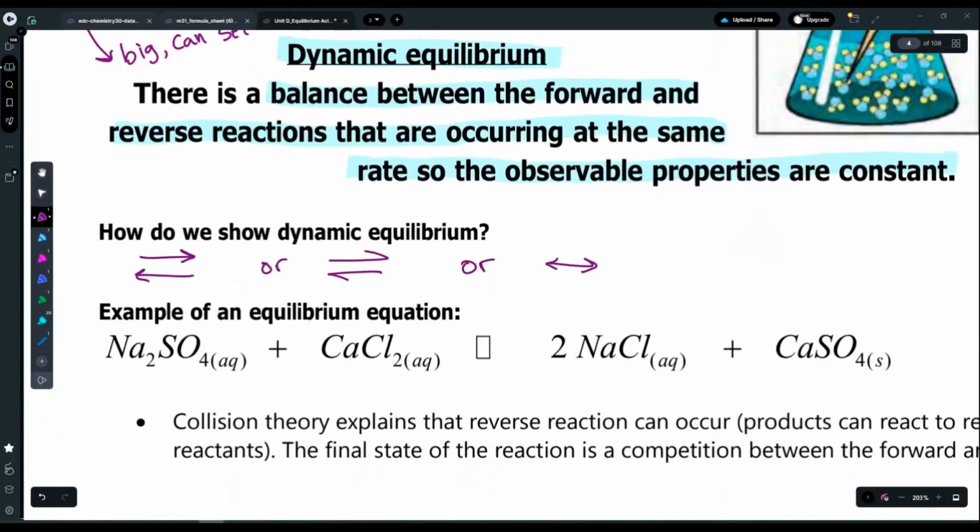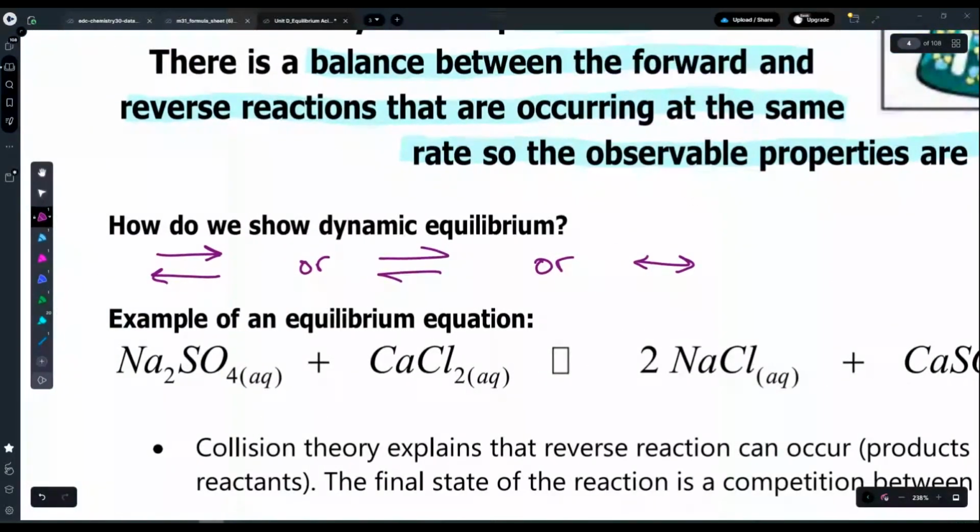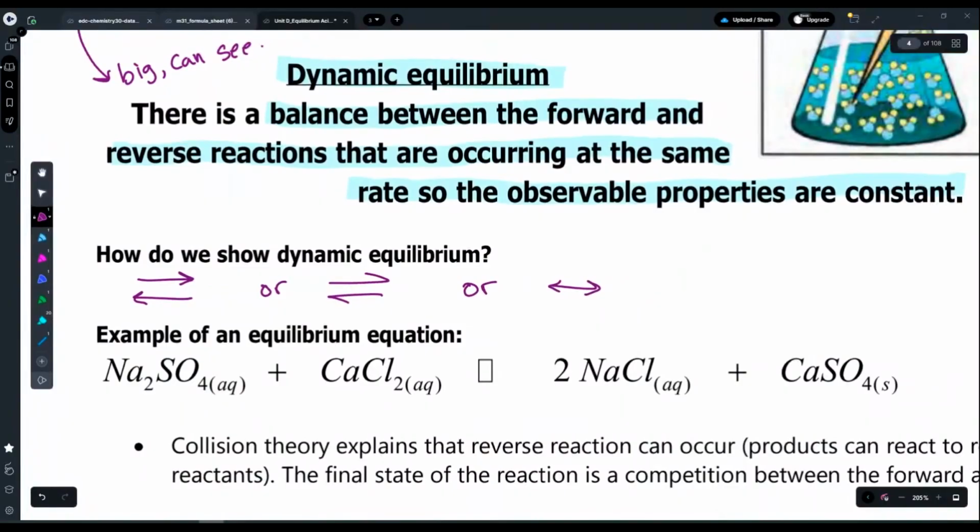Okay, so for example, we have this equilibrium equation. Sodium sulfate reacts with calcium chloride and produces sodium chloride and calcium sulfate. Since this is at equilibrium, I'll draw my equilibrium arrows.